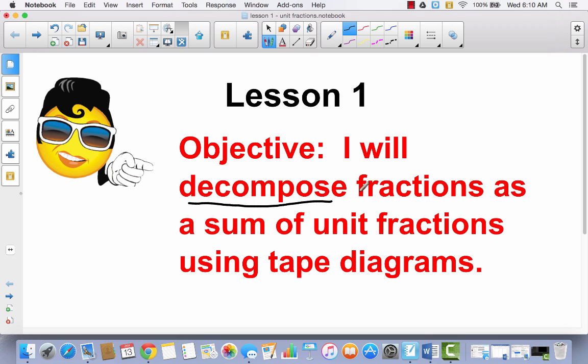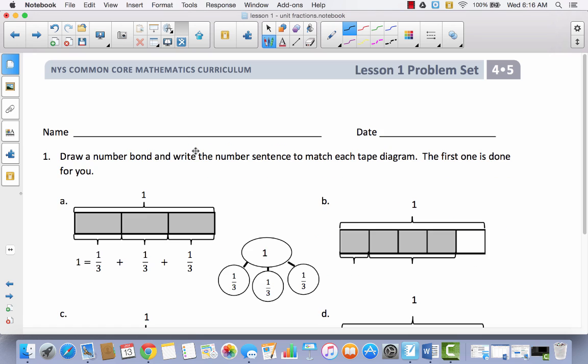We're going to be doing that with some fractions. Sum means the answer to an addition problem. And we used tape diagrams whenever we were doing some problem solving. Well, today we're going to use a tape diagram to represent a fraction. So go ahead and write your name at the top, and you're going to see that they have some tape diagrams that they've already drawn and they've already labeled them.